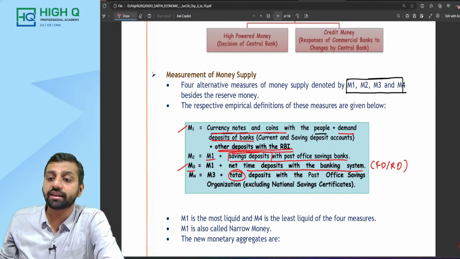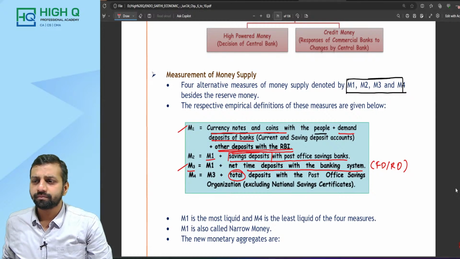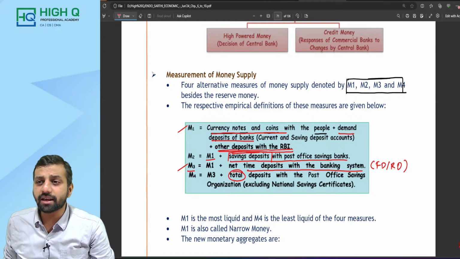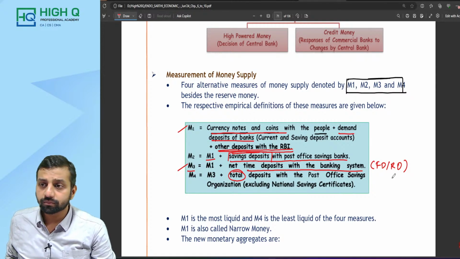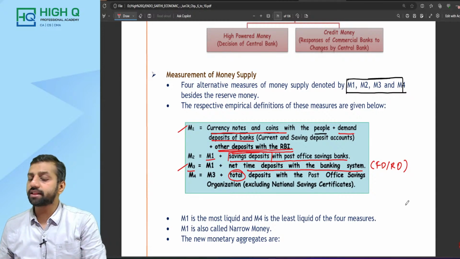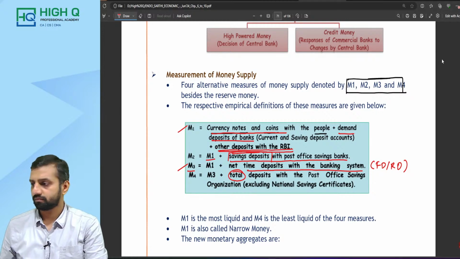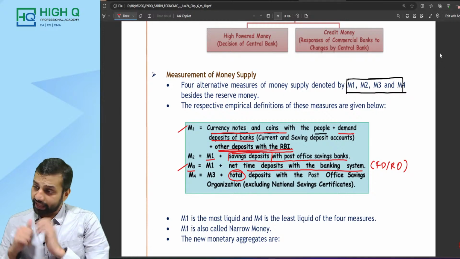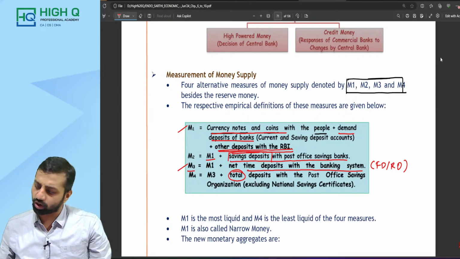Chalo, are we all clear? Yes, everybody. Do we have any questions over here? Faridul, Preeti, Priya. Yes, Preeti, absolutely correct. Do you want me to explain broad money or you are clear?